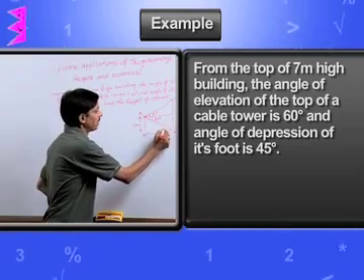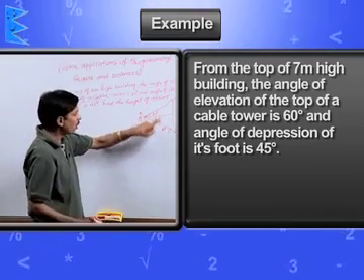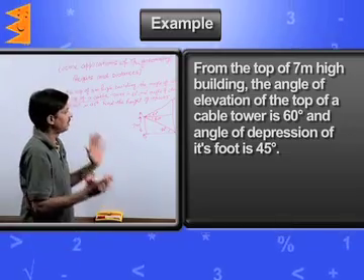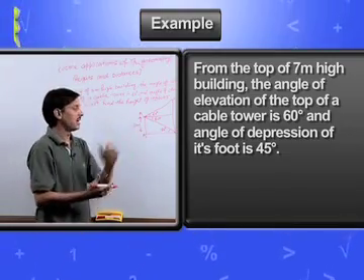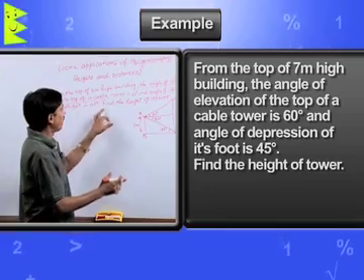This angle has to be 45. These two are the angle of elevation and depression. They are the alternate interior angles. That's why these are equal. Now find the height of tower.